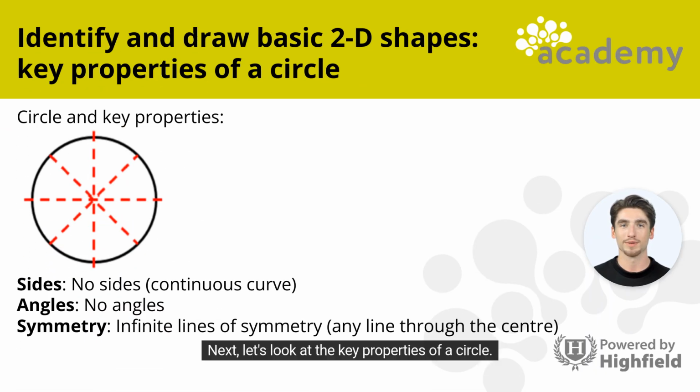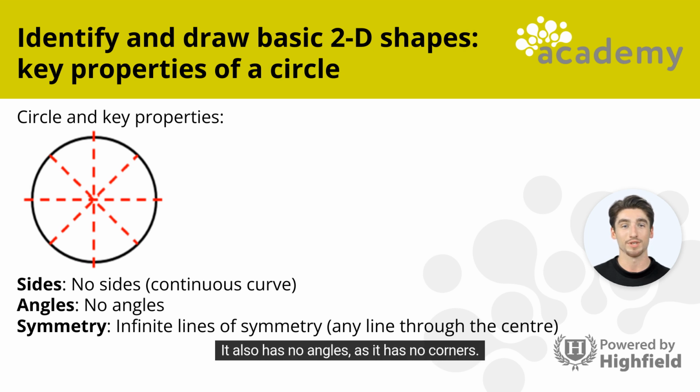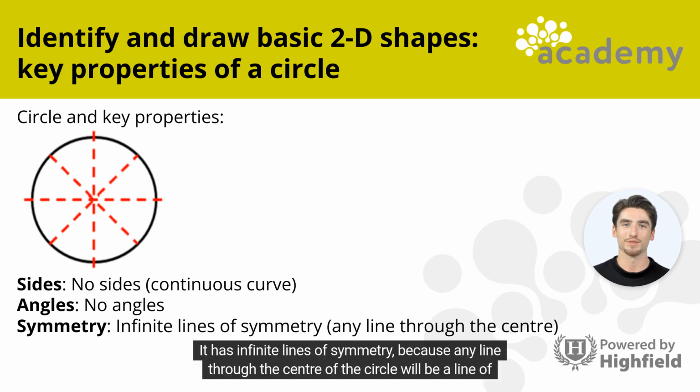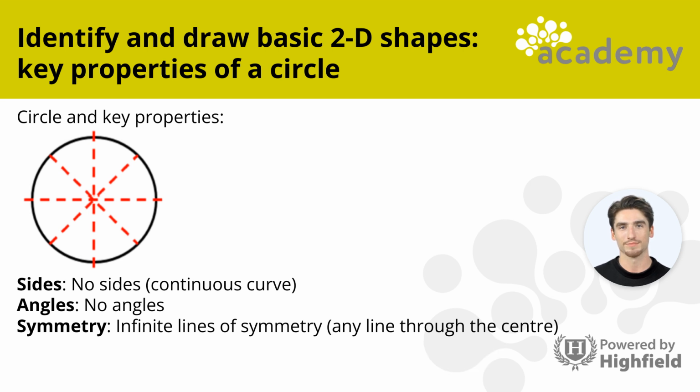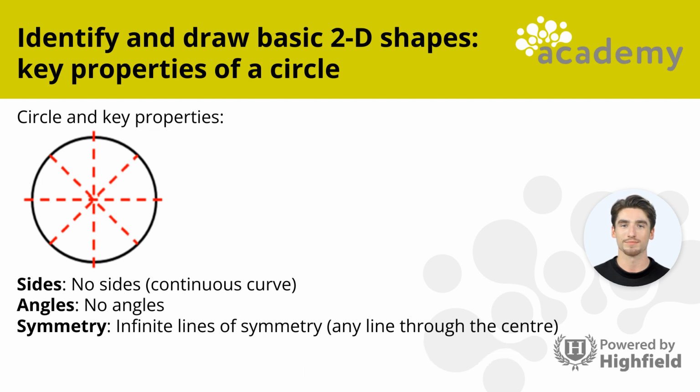Next, let's look at the key properties of a circle. A circle has no sides. Its edge is one continuous curve. It also has no angles, as it has no corners. It has infinite lines of symmetry because any line through the center of the circle will be a line of symmetry. A few of these are demonstrated with dotted red lines in the image.